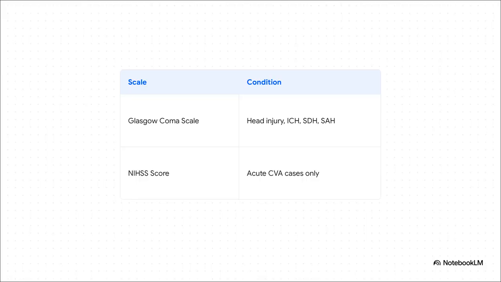Let's see how this builds into our scoring systems, because honestly, this is a super common trap. We apply a strict rule of contrast here. When do we code the Glasgow Coma Scale versus the NIH Stroke Scale? Well, according to the guidelines, the Glasgow Coma Scale is used exclusively for traumatic head injuries, intracerebral hemorrhages, subdural hemorrhages, and subarachnoid hemorrhages. Conversely, you reserve the NIHSS solely for acute CVA cases. Do not mix these up, or for sure your secondary diagnoses will be rejected.